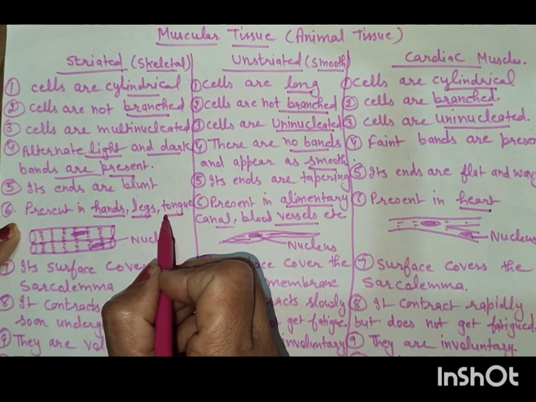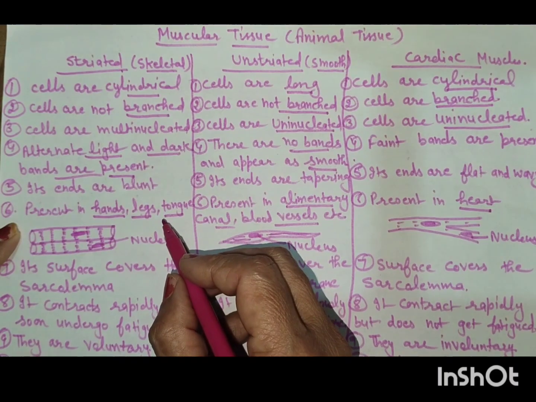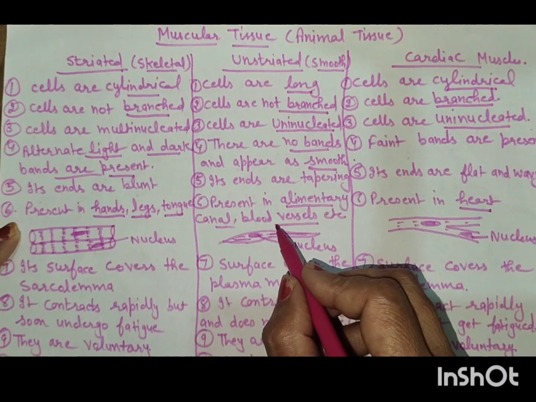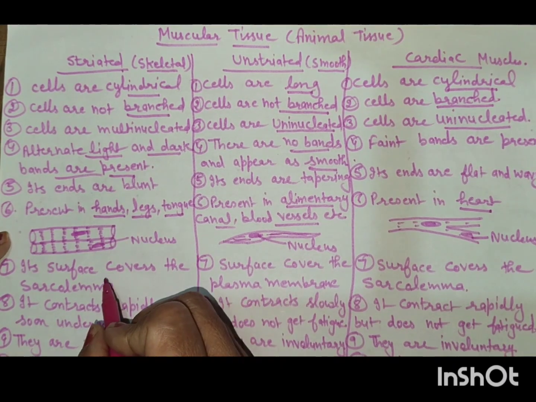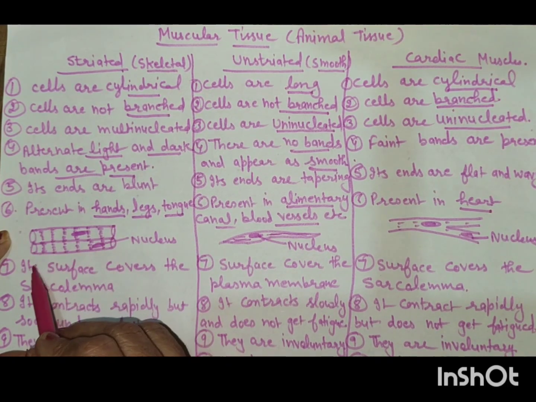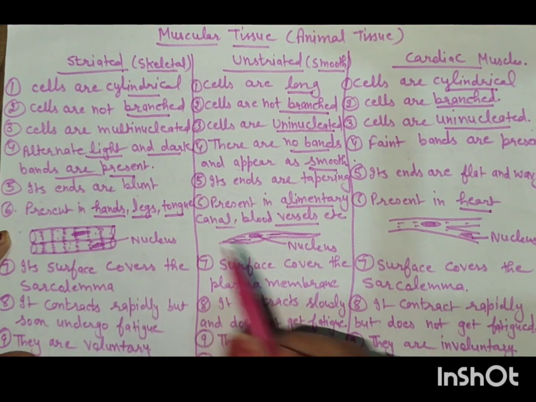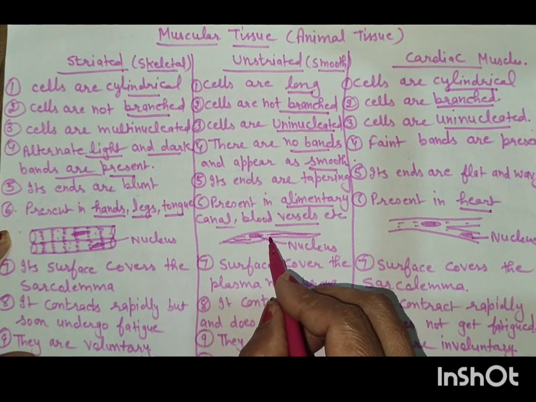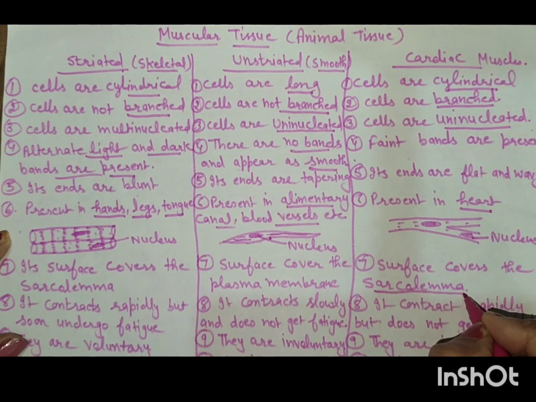As hands, legs, and tongue move according to our will, that's why they are called voluntary muscles, and these are called involuntary muscles, and these are also involuntary. These muscles are covered with an outer membrane called the sarcolemma, and the liquid filled in it is called sarcoplasm. The unstriated muscle is covered with a plasma membrane, and the cardiac muscle is covered with the sarcolemma.